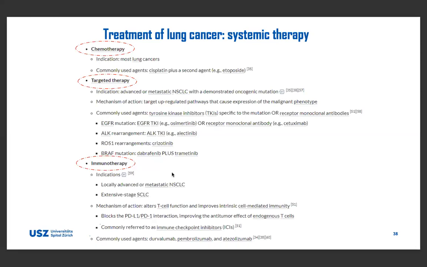The immunotherapy is recommended for locally advanced or metastatic non-small cell lung cancer and extensive stage small cell lung cancer. In general, the immunotherapy tries to help your own immune system to fight the cancer. So the cancer mimics and tries to reduce the activity of the immune system, and the immunotherapy stops that and helps your immune system to fight the cancer more efficiently and destroy it.